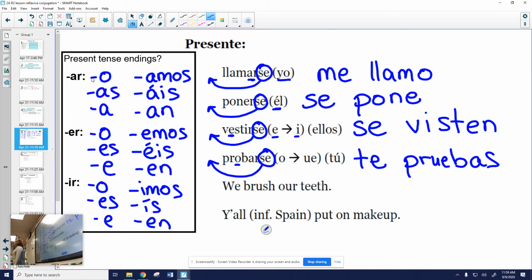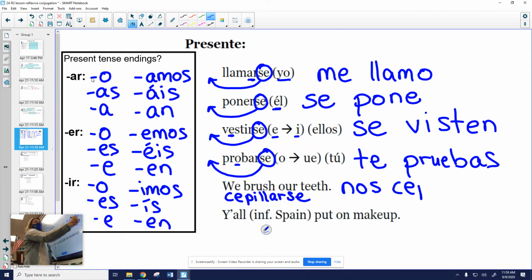To brush your teeth? It starts with a C. Ooh, close. Cepillarse. It's spelled like this. Which reflexive pronoun will we use to indicate we? Shout it if you know. Nos, gracias. And then we'll use cepillar. It's an AR verb.